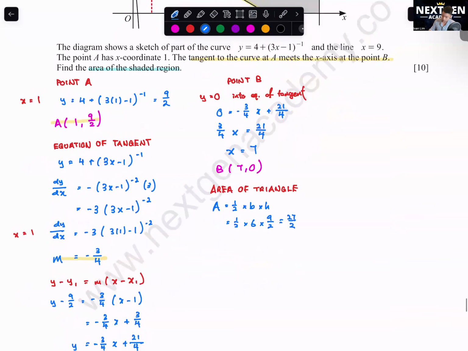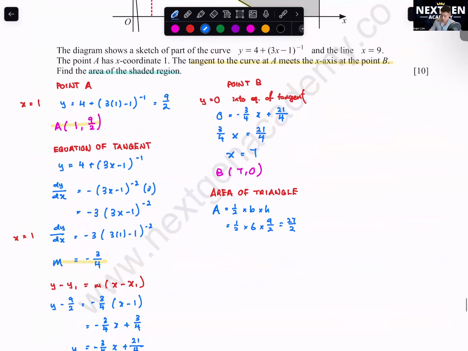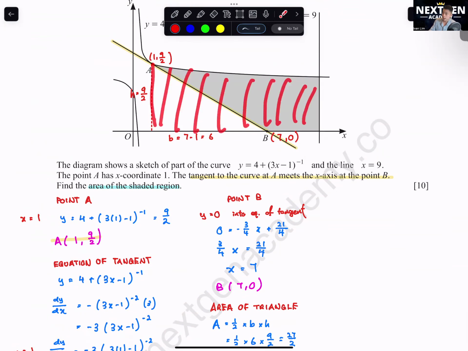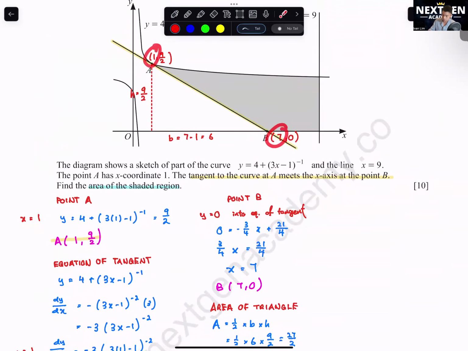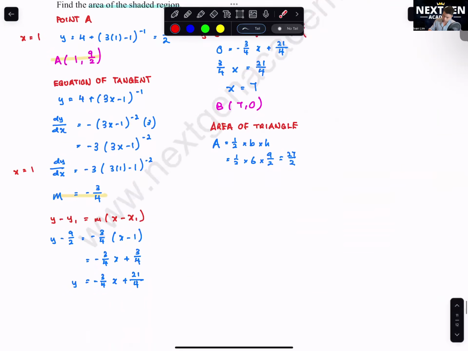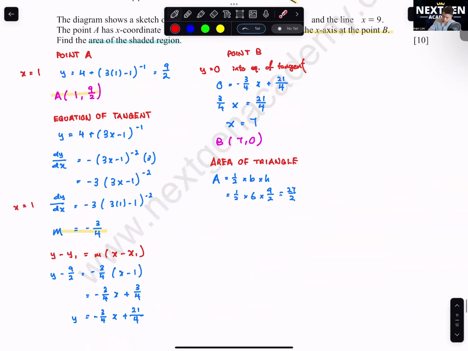Okay, let's do the final 2 steps. Now we need to find the area of this entire thing. Okay, area under the curve. We're going to integrate from 1 to 7 for this equation. Okay, so this one, part 2, area under curve.